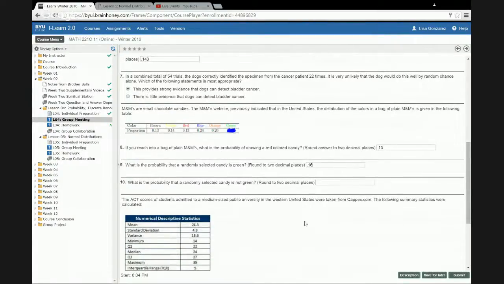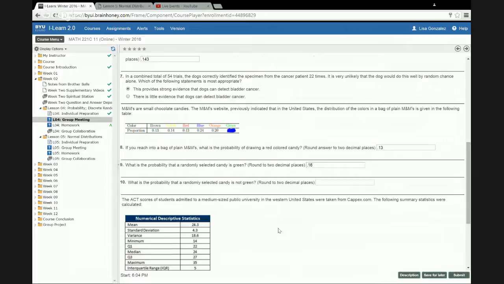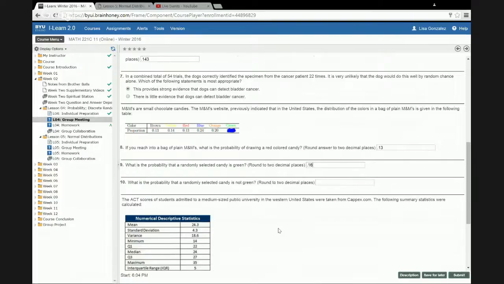Did you ever learn that about the greens? Or no? No. Back in my day, they used to tell you that the green M&Ms made you horny. Oh my goodness. So when I see that, it makes me laugh.